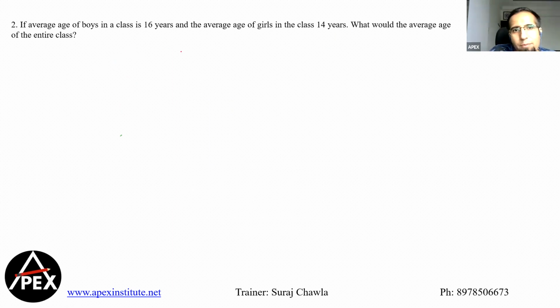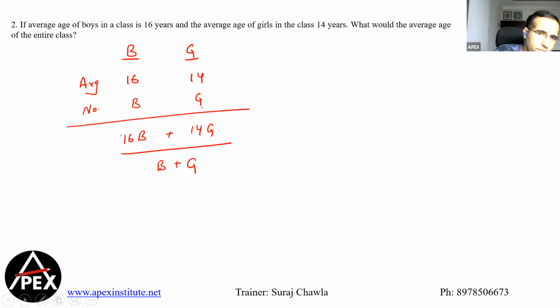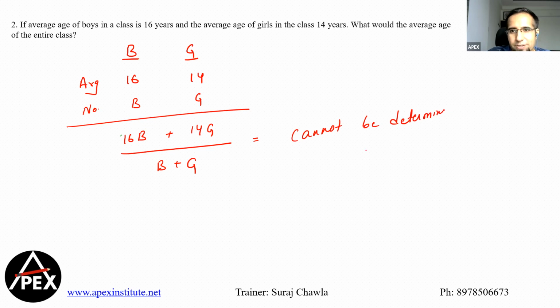So what is given to me? I have boys, I have girls, I have averages 16, I have averages 14. Now, do I know the number of boys and girls? The number of boys is B, the number of girls is G. If I go by the formula, 16 into B plus 14 into G divided by B plus G. Yes, Rishi, teach me how to get 112 by 7 from here, bro. The answer here is going to be cannot be determined or data insufficient. Clear, guys?